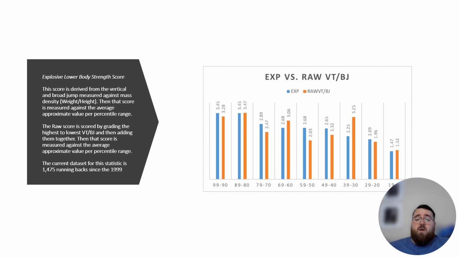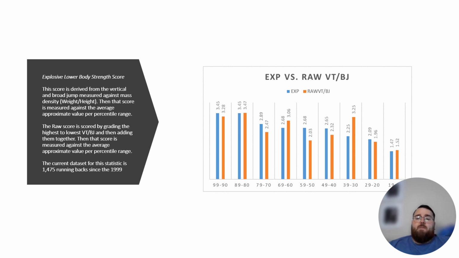So if you just look at the raw numbers at face value and percentile score it, you're kind of going all over the place because you have guys who put up 3.25 in terms of their approximate value with a 39 to 30 percentile vertical and broad jump. But did you adjust for their weight? That is what mass density does. It adjusts for their weight.